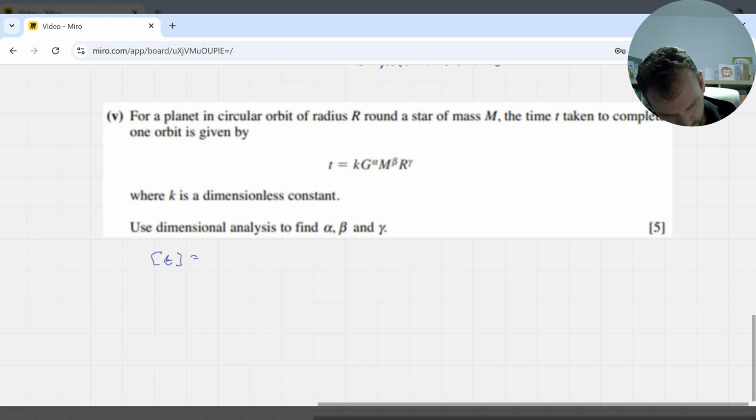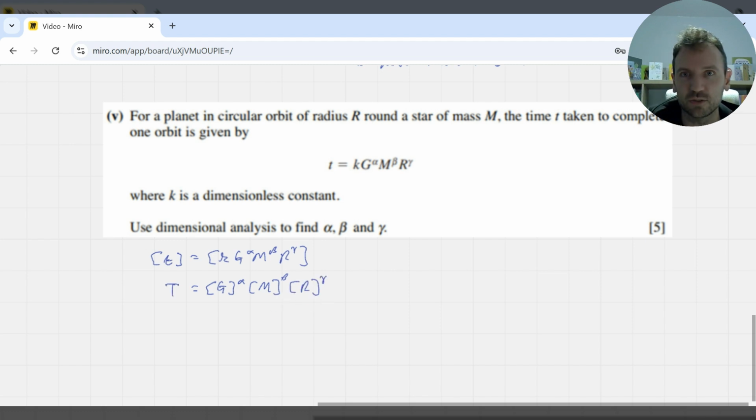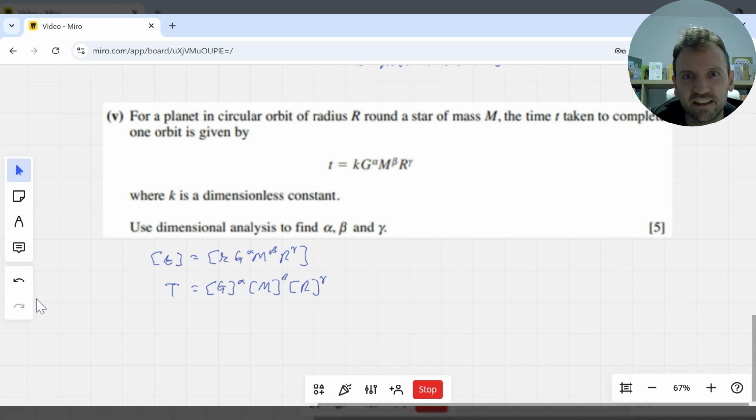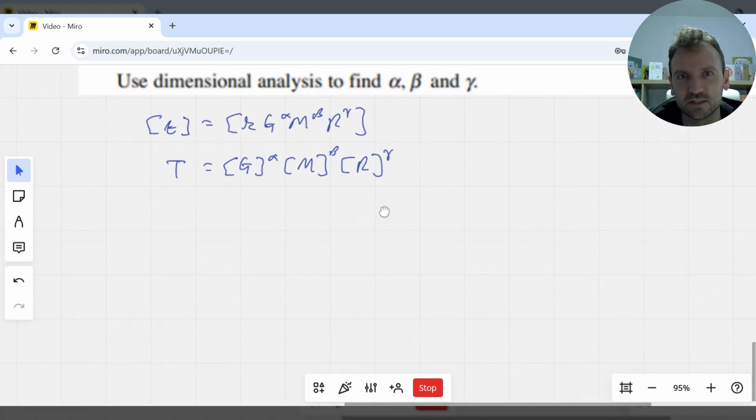Now, let's just write it all out for completeness here. You could probably get away without this very first step. The k is a dimensionless constant, so that's going to disappear, and we're just going to have the dimensions of G to the alpha, dimensions of m to the beta, and dimensions of r to the gamma. Now, on the left-hand side, we've got dimensions of T. I just write capital T because it's just a time.